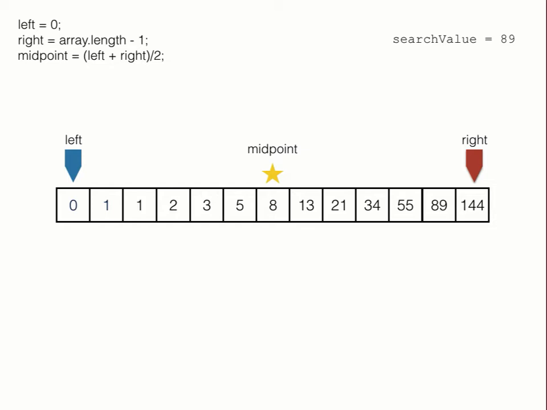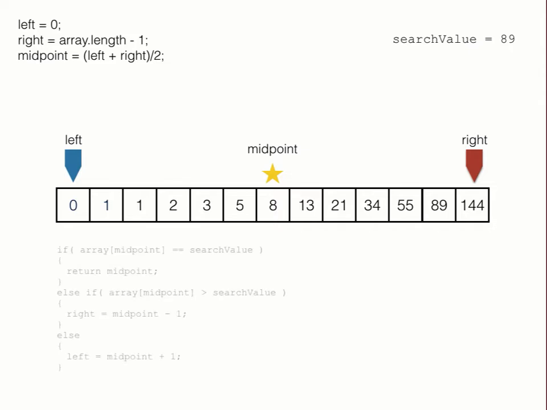Also, before I show you the code or the logic to this process, you need to know that binary search will not work unless your array is already sorted in ascending order, meaning values go from least to greatest. That's key. If you don't have a sorted array in ascending order, binary search is not going to work.